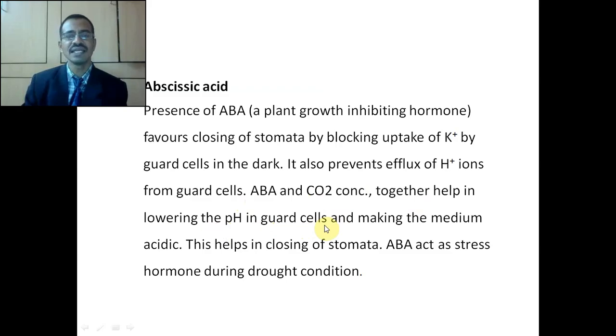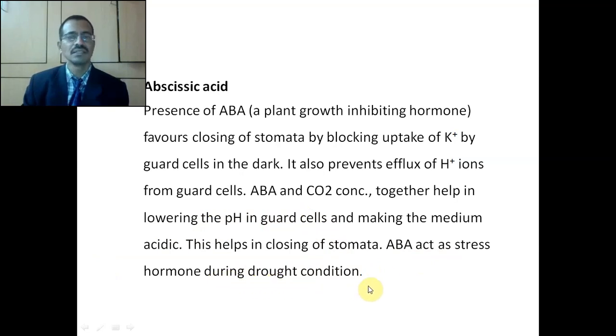So, as we discussed earlier, when there is more amount of the hydrogen ions, when there is more amount of carbon dioxide, and when there is more amount of the abscisic acid, these three lower the pH considerably in the guard cells. So, when the pH is lowered in the guard cells, the stomata are closed. So abscisic acid also acts as the stress hormone during the drought condition.